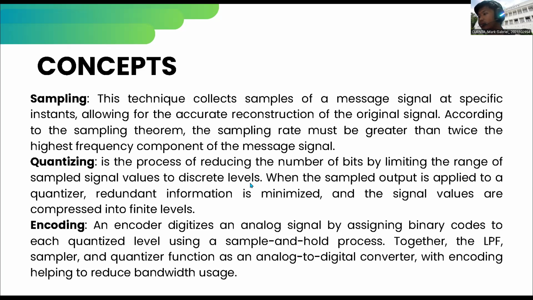Next is the quantizing stage, wherein the sampled values are approximated into discrete levels. Instead of having infinite possible values, the signal is limited to a fixed number of levels. A small quantization interval results in higher accuracy, while a larger interval introduces more distortion, also known as the quantization error.